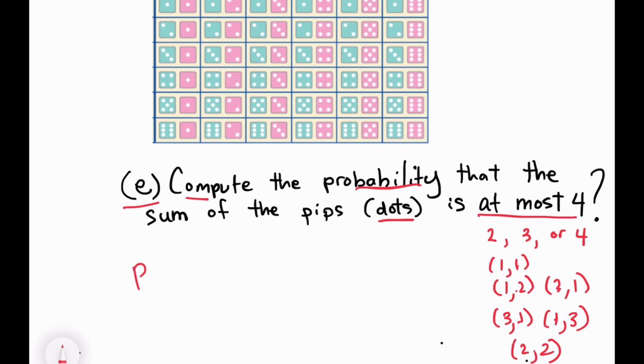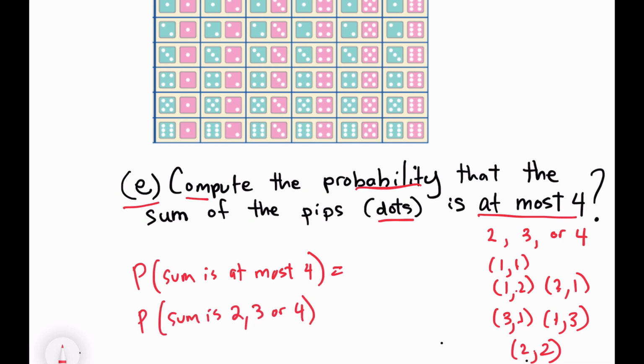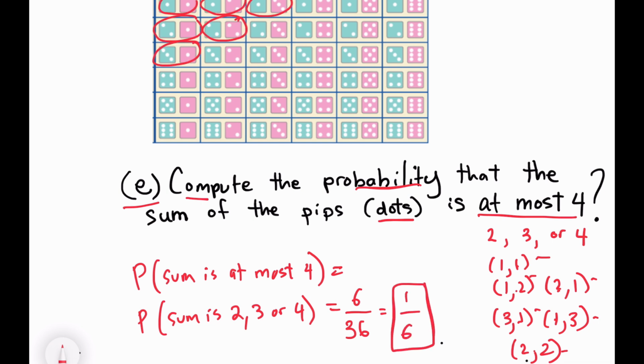So again, the probability the sum is at most 4 is equal to the probability the sum is 2, 3, or 4, which we counted as 1, 2, 3, 4, 5, 6. 6 out of 36 things in the sample space. So again, we have 1/6. And here you can see I've circled all of the outcomes where the sum is at most 4. And you can see there's 6 of them.